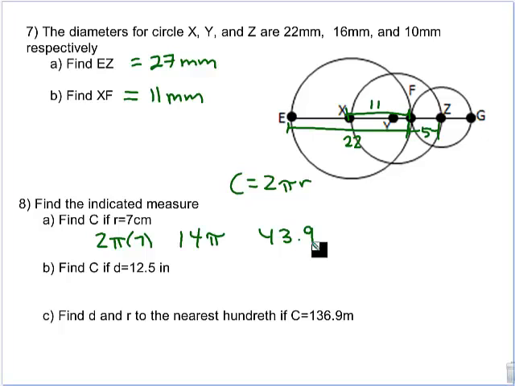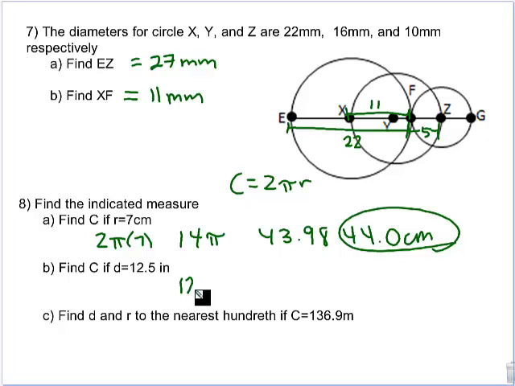43.98, so 44.0 centimeters. Oh, we'll go to the nearest tenth. All right, find the circumference if the diameter is 12.5. Pi times 12.5, or 12.5 pi. 39.3. So 39.3 inches.